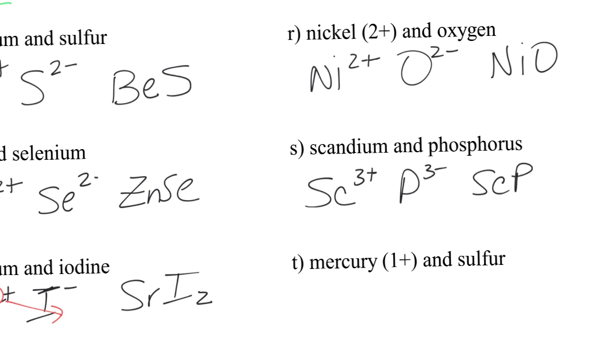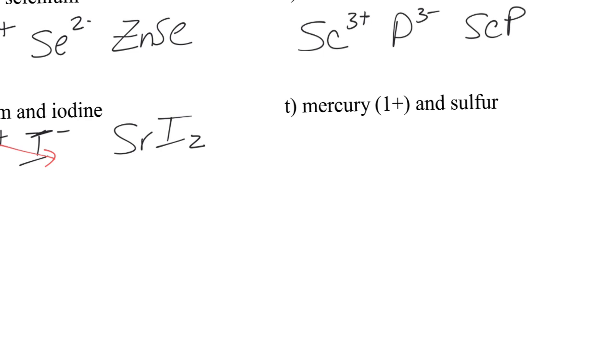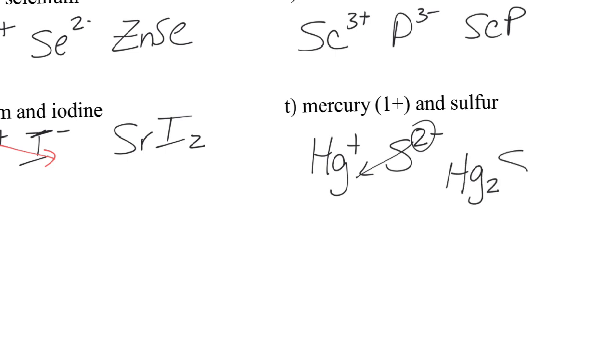Okay. Now we're going to go back up again. We got mercury, which is Hg plus, and then sulfur, 2-. So that goes over there. So we have Hg2S. Okay, so hopefully you guys understood this.